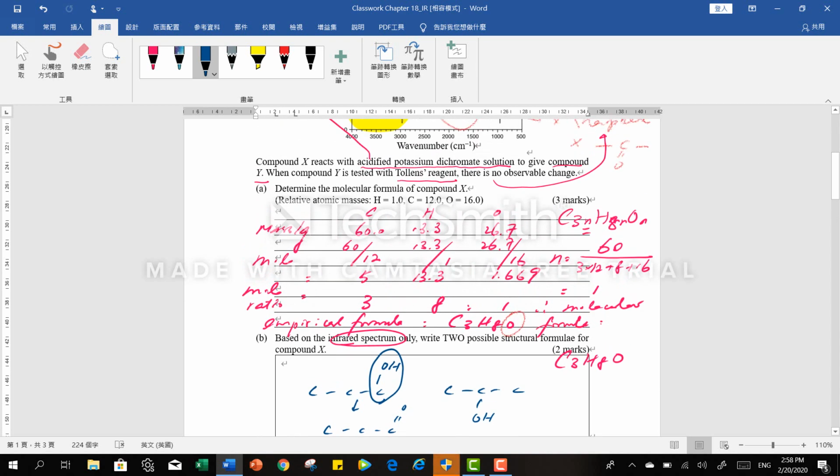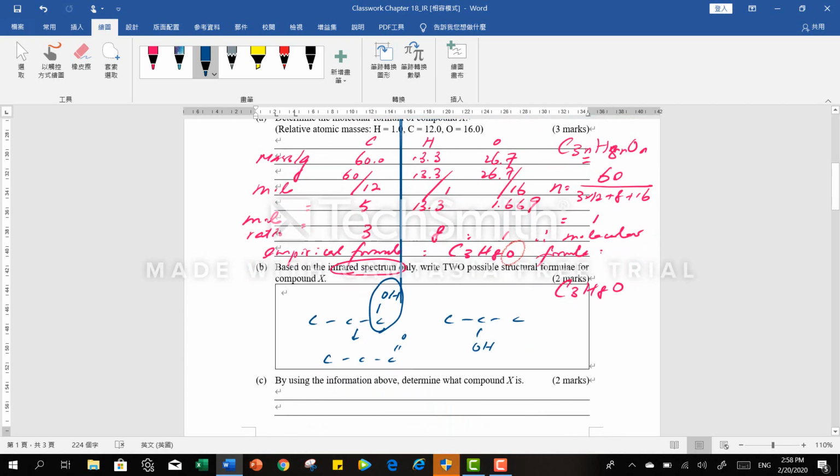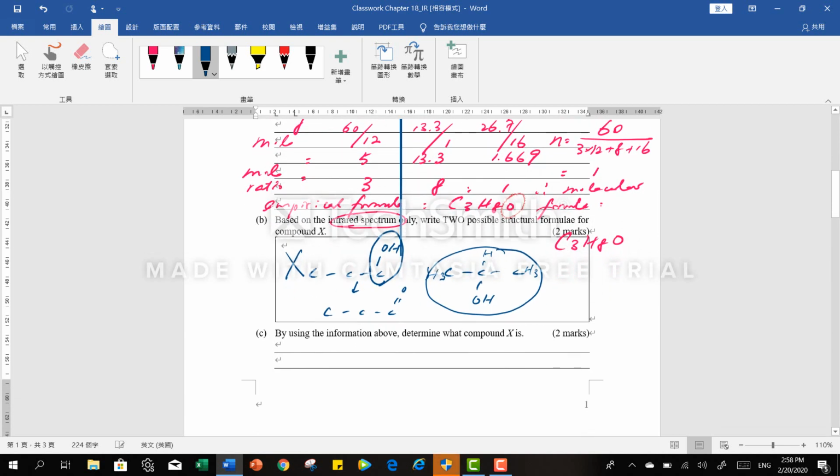But when you look at the question, there is no observable change when it is tested with Tollens reagent. So this one should not be the answer. So this one will be the answer. Remember to fill in the hydrogen. Okay, it's propan-2-ol. Okay, determine what compound X is. You can write it out.